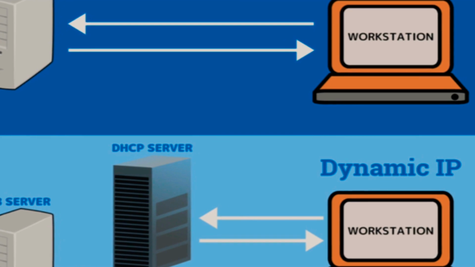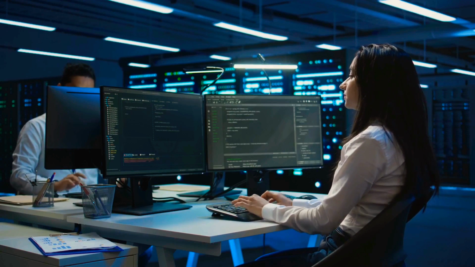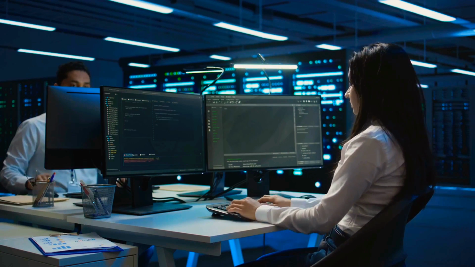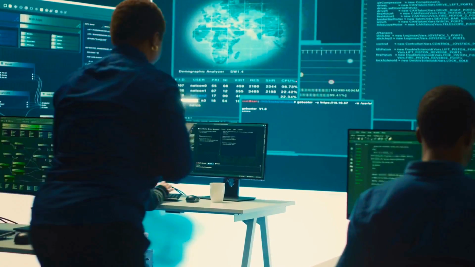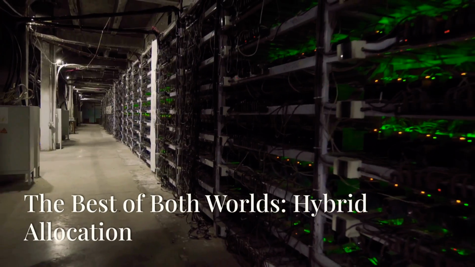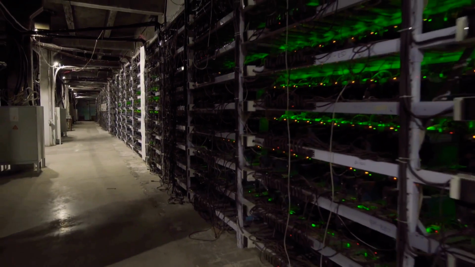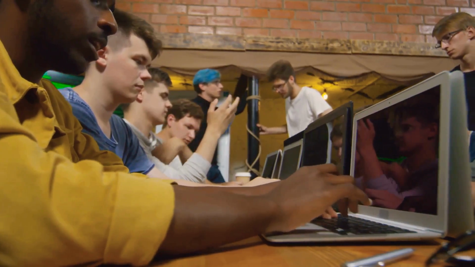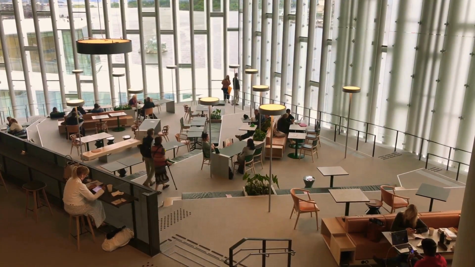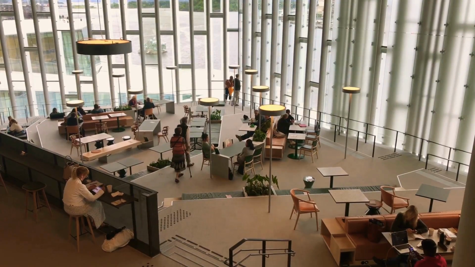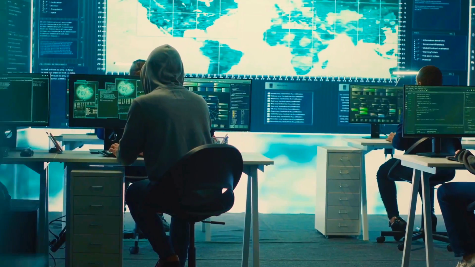What's the solution? How do we ensure this balance between accessibility and security? The answer lies in vigilance and robust safeguards. Hybrid allocation. This method uses static addresses for critical systems and dynamic ones for general devices. It's like having a mix of reserved tables and walk-in spots at a cafe. Smart, right? How do we protect network address allocation?